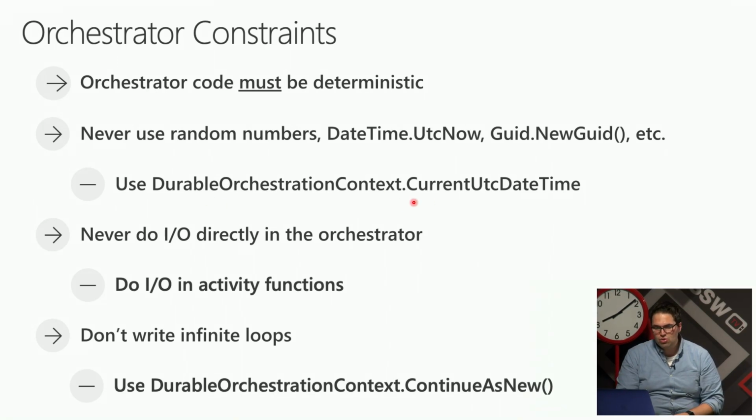So we give you some tools, like the durable orchestration context's current UTC datetime, which is a way for us to give you the same time every time it replays. I mentioned don't write infinite loops, don't do I/O. You just need to make sure you're aware of these things, from a perf point of view and because we need to make sure all the replays are deterministic. So good question. Another 5 minutes on durable. I think that was fine.